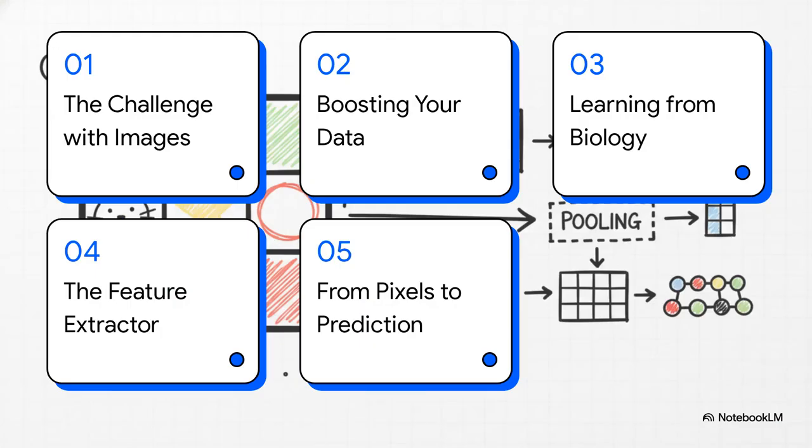So here's our game plan. First, we'll look at exactly why images trip up a standard AI. Then, we'll cover a really clever trick for beefing up our dataset. After that, we're going to take a page from Mother Nature's playbook, and finally, we'll see how all these pieces click together to turn a bunch of pixels into a real prediction.